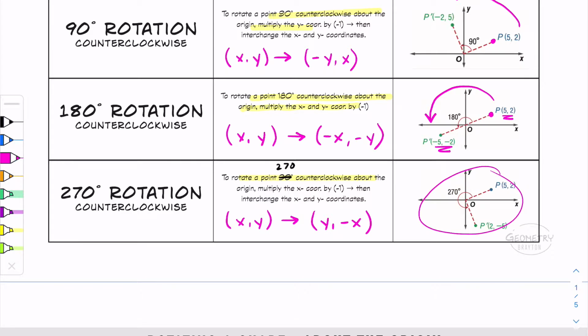In the model, your pre-image is in quadrant 1. It rotates counterclockwise 270 degrees to its image point. And look at the ordered pair. We start off with 5, 2. We switch the points and make the original x coordinate negative to give us 2, -5.